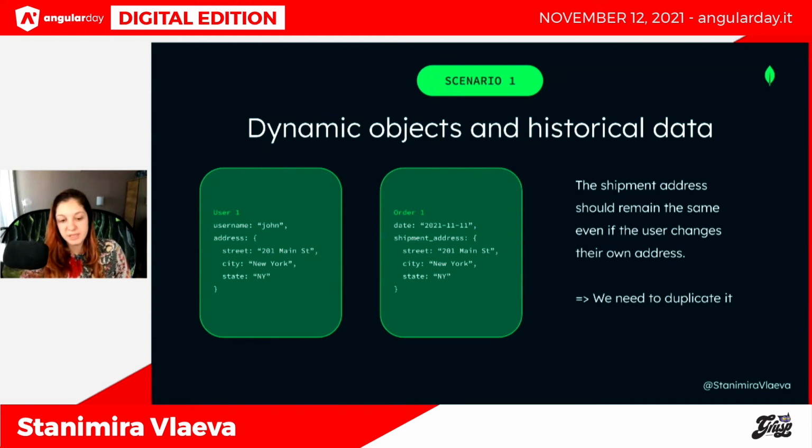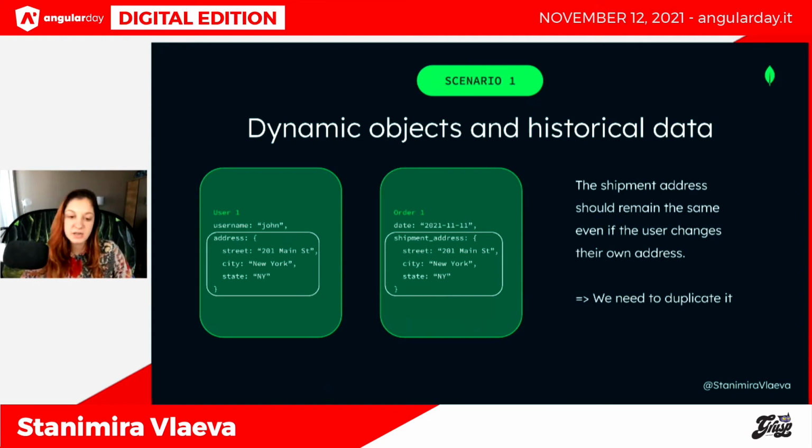Let me give you another example. So we have a system for ordering products. Whenever a user orders something, their address is copied in the order document as the shipment address. And here the tricky part is that if we were to use references and the user were to change their address, we will also incidentally update the shipment address for the order.